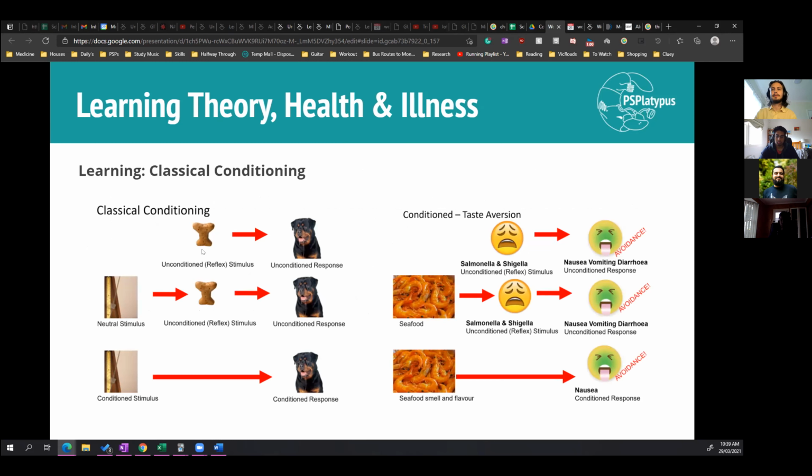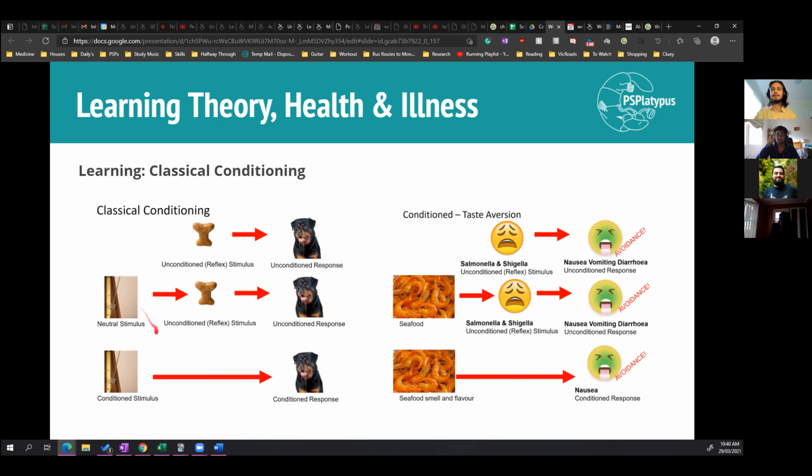And what we're trying to do is associate a conditioned stimulus with a neutral stimulus until the doggo is conditioned to respond the same way to the neutral stimulus in the absence of the unconditioned stimulus. That might sound like a mouthful, but I feel like this diagram explains it pretty well.